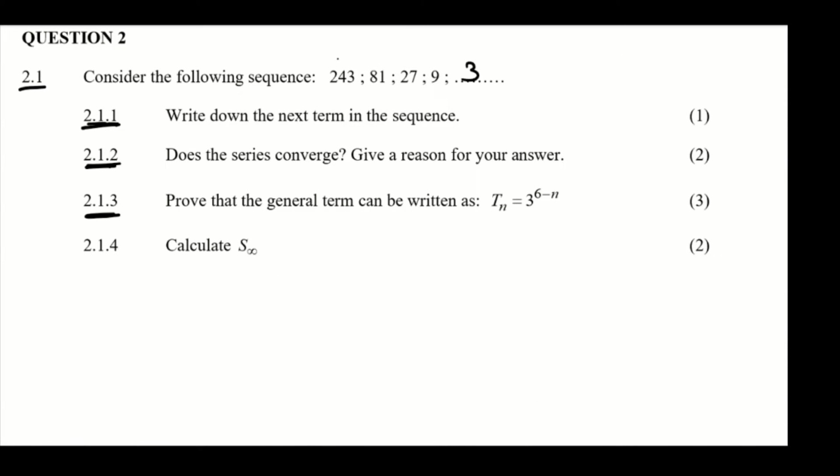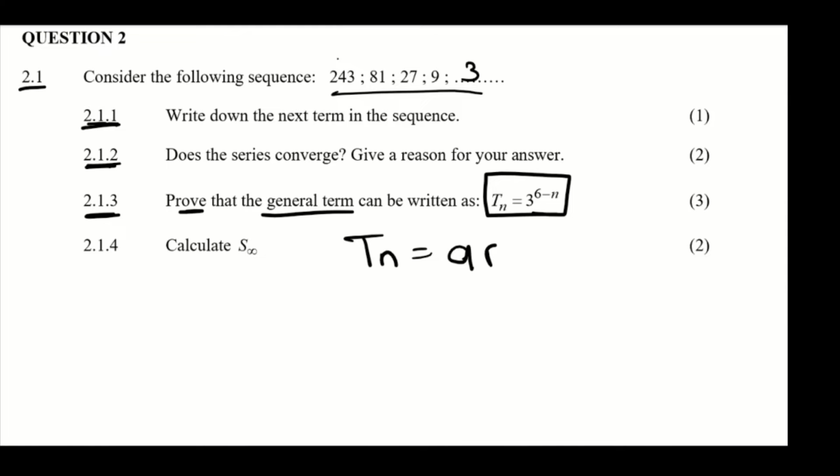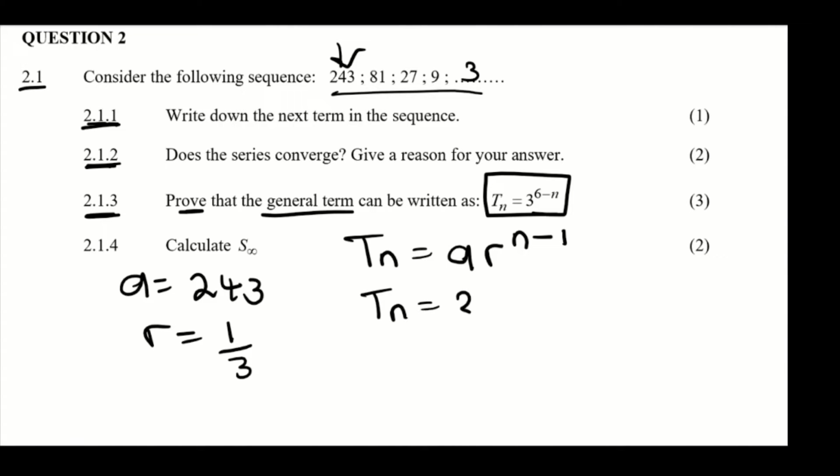We're going to do 2.1.3. We are asked to prove that the general term of the sequence is equal to this here, right? So let's find the general term of the sequence. How do you find the general term of a geometric sequence? We know Tn is equal to a r to the power of n minus 1, right? Our a value is our first term, which is 243. It's this one here. And our r, we calculated in the previous question to be 1 over 3. So we're just going to substitute that. Tn is equal to 243 times 1 over 3 to the power of n minus 1.